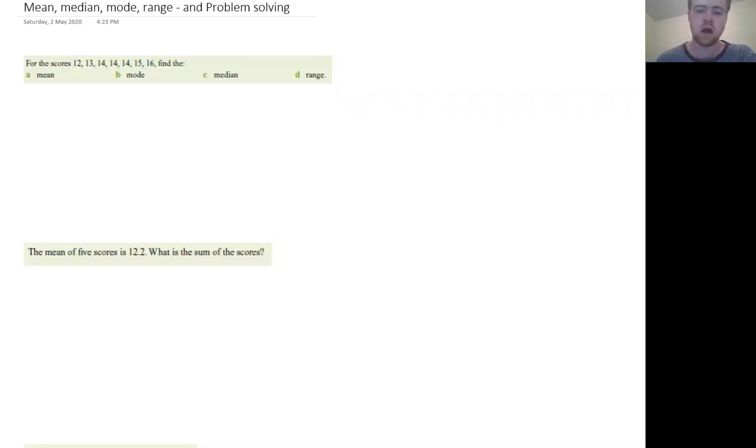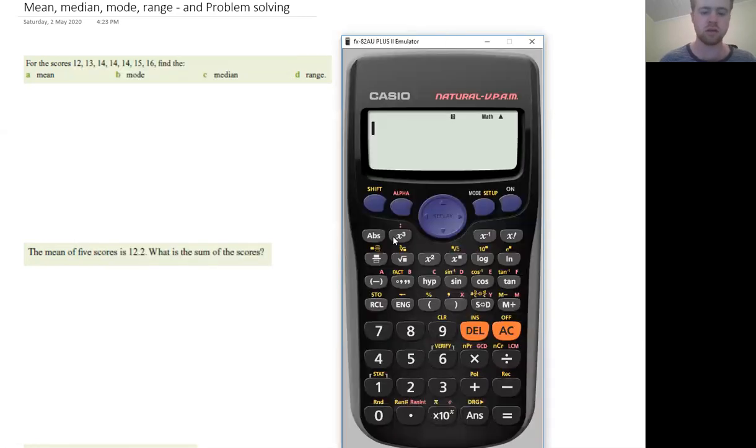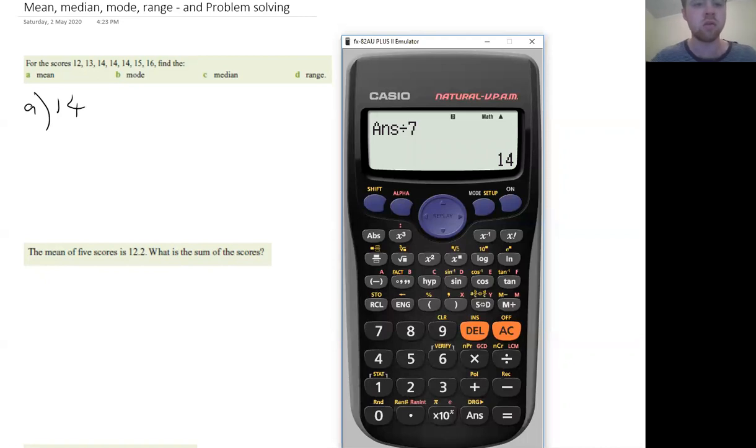Okay, remember for our mean, we need to add up our scores and then divide it by the number of scores. Okay, so let's get our calculators out, add up these scores. 12 plus 13 plus 14 plus 14 plus 14 plus 15 plus 16, and then divide it by 7 to get our solution of 14 is our mean. Okay, so add up all your scores, divide by the number of scores, you get your mean or your average.